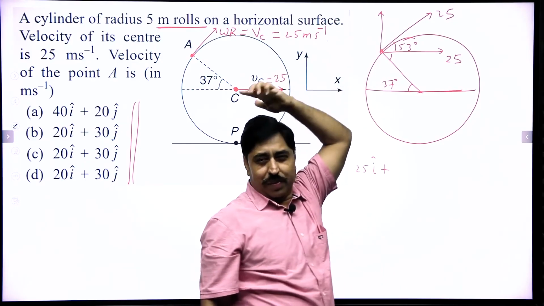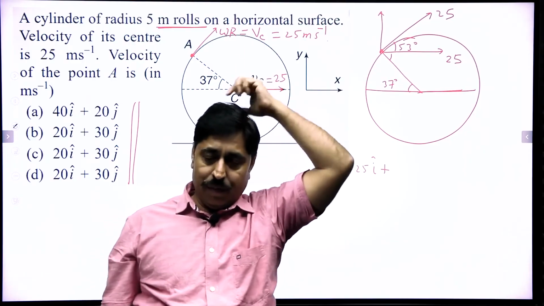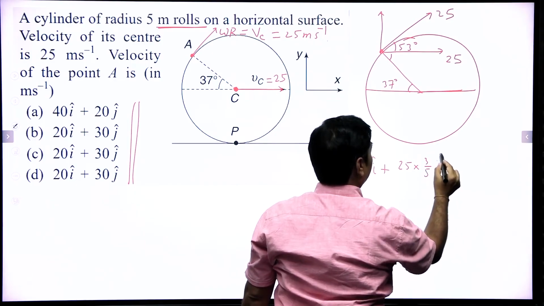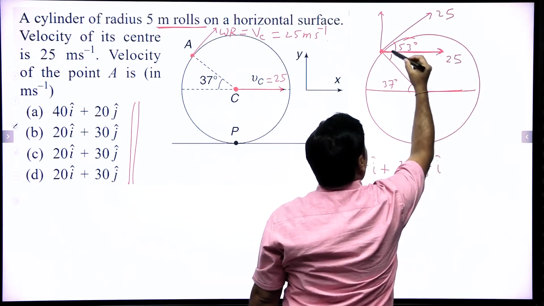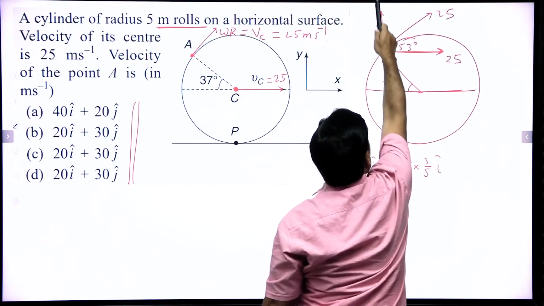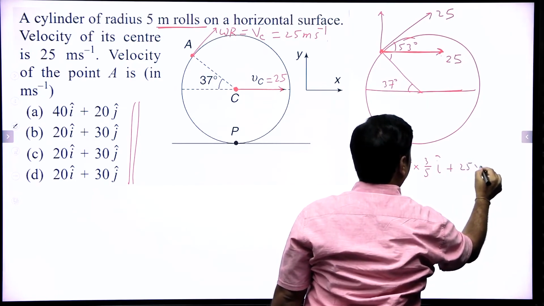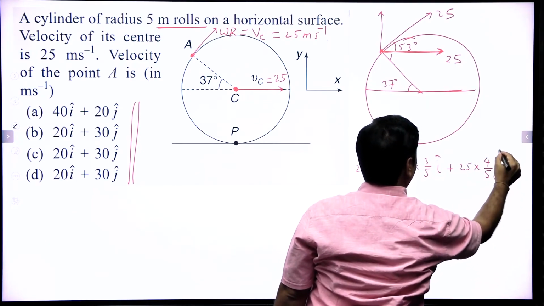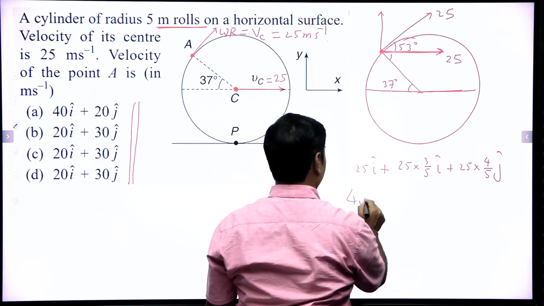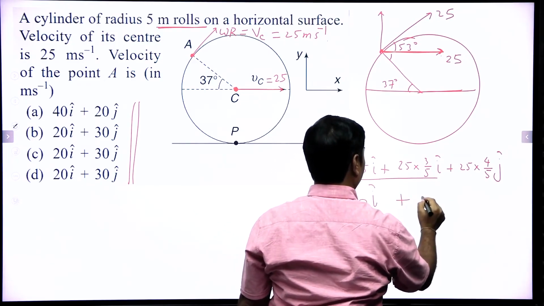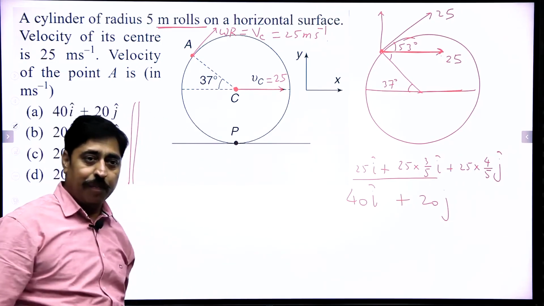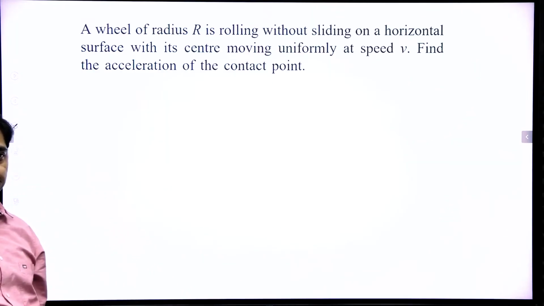25 cos 53, if I could recall correctly, is 3/5. So 25 into 3/5 i cap. एक i cap तो ये है 25 i cap, इसका एक कंपोनेंट और इसका एक वर्टिकल कंपोनेंट है which is 25 cos 53 डिग्री j cap. बस बच्चा पार्टी यही आंसर है. So this is 40 i cap, ये दोनों ऐड कर दीजिए, plus 20 j cap. 40i 20j meter per second, of course. So this is our answer.